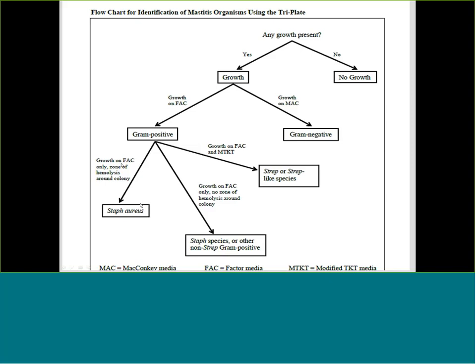If it grew on the factor media, then you've got a gram-positive, and then you can start to decide, okay, did it grow on the factor only with a zone of hemolysis? Probably Staph aureus, right? Was it growth only on the factor with no zone of hemolysis? Probably some other staph. If it grew on the factor and the NTKT, probably a strep, and these should certainly be treated. I'm going to suggest if you're a dairy with a one strike and you're out rule for Staph aureus, i.e. you're culling all your Staph aureus cows, I would probably get that confirmed by a reference laboratory, because culling cows unnecessarily can be pretty costly.